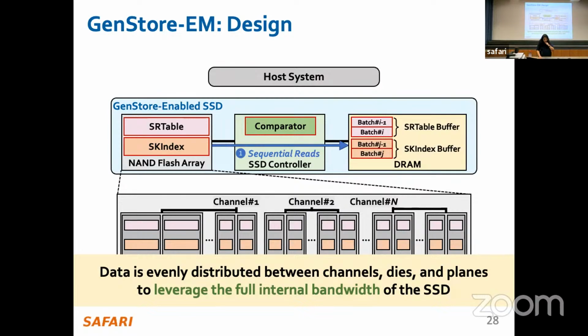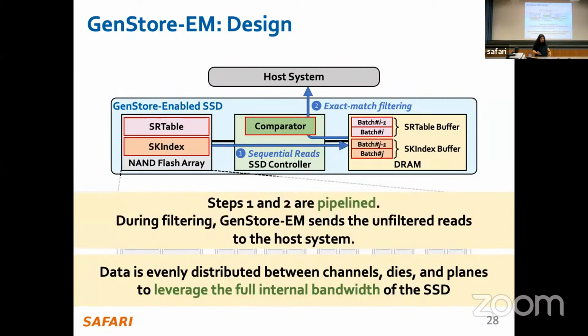The next step is performing exact match filtering within each read batch, just using the simple comparator operation. And steps 1 and 2 can be performed in a pipelined manner, right? You can bring one batch, and meanwhile do exact match filtering on a previous batch. Meanwhile, you can send the reads that you know are not going to be filtered to the host system, so while you're doing the filtering inside the SSD, the unfiltered reads can already be concurrently processed by the host system. This allows GenStore to hide the time of filtering and also be integrated with different types of read mappers.